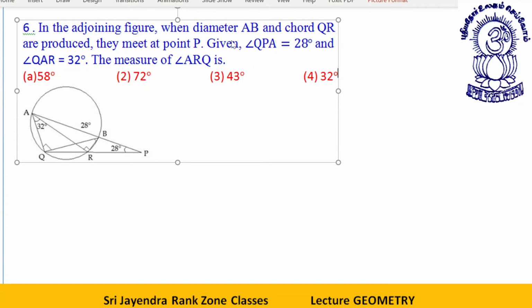In the given figure, when diameter AB and chord QR are produced, they meet at a point P. Given angle QPA is equal to 28 degrees and angle QAR is equal to 32 degrees. The measure of angle ARQ is... you have to determine this angle.